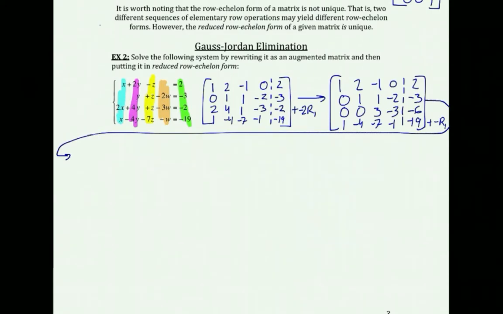So we're going to take that first row. We're not going to change anything with it right now. We're just going to rewrite it. So our first row is still 1, 2. Sorry, I forgot to write it in matrix form. 1, 2, -1, 0, and on the other side our constant of 2. Second row, we're not dealing with that right now. We got 0, 1, 1, -2, and -3. Third row, we already dealt with that one a little bit, so we were left with 0, 0, 3, -3, and -6.